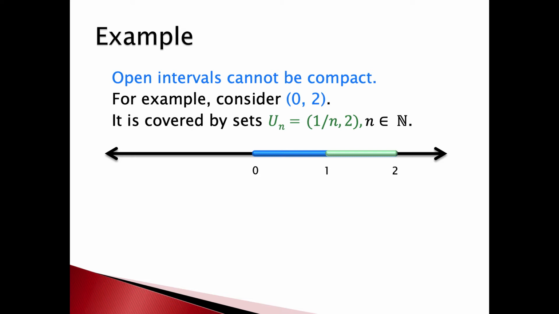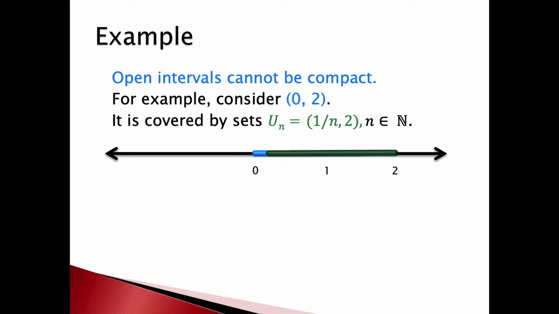What about U2? U2 would go from 1 over 2, that'd be a half, to 2. So this now stretches a little further. It starts at 2, but goes all the way back to a half. What about U3? U3 would go from a third to 2. See how that works? Then what about U4? It stretches a little further from 2 back to a fourth, or reading it the way we normally would, it'd be the interval from a fourth to 2. And of course, you see what's happening here.